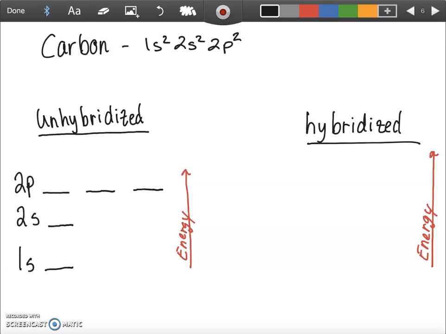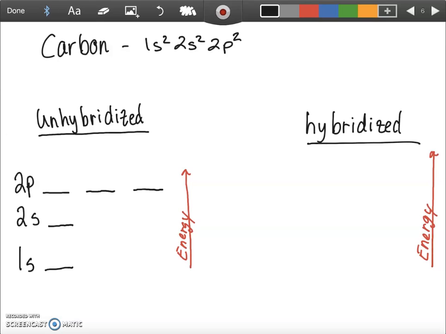As you all know, the electron configuration for carbon is 1s2, 2s2, 2p2, a total of 6 electrons, and in the outermost energy level, which is this 2s and 2p, there are 4 valence electrons.